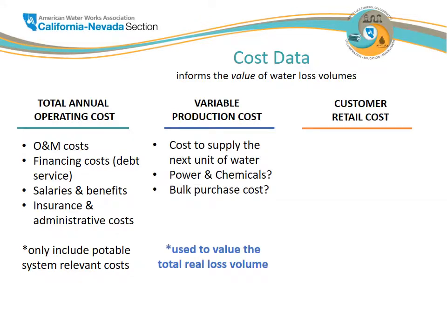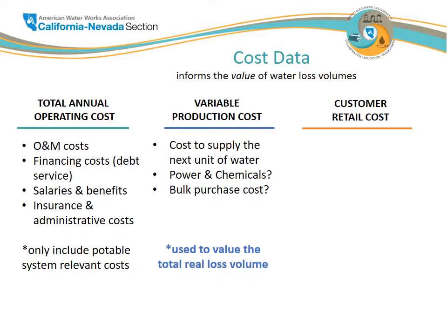For variable production cost, another input asked of you in the audit, we want to keep in mind that this is our opportunity to value the total real loss volume. It very specifically asks you for the variable production cost, but zooming out a little, this is the number that we're going to use to translate the cost of our leakage. It's asking you, what does it cost us to supply the next unit of water?